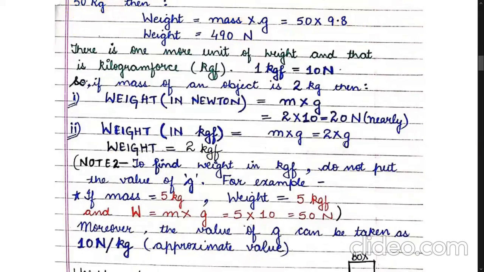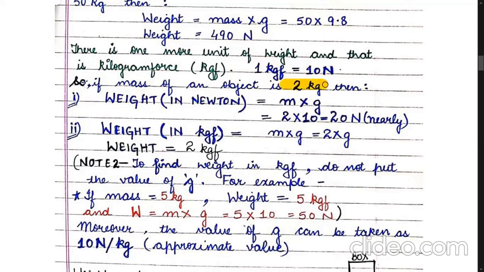Children, then we have to learn one more unit, that is kgf. This is one more unit of weight. Weight can be measured in kgf, which stands for kilogram force. And 1 kilogram force is equal to 9.8 newtons, or you can say that 1 kilogram force is equal to 10 newtons. So children, it's very easy to learn.